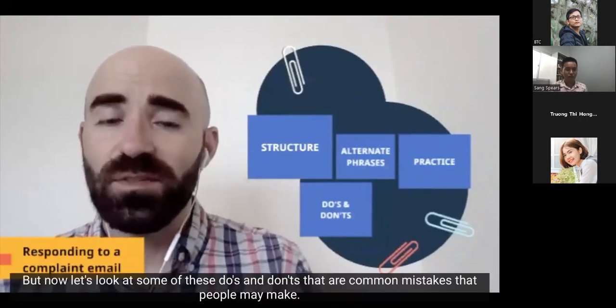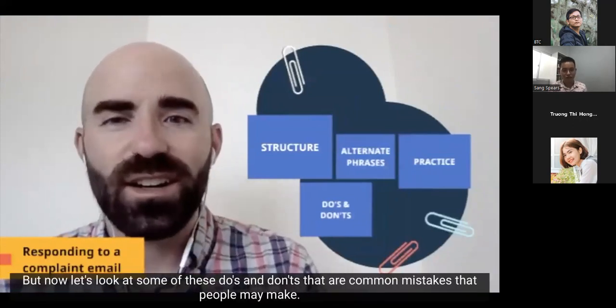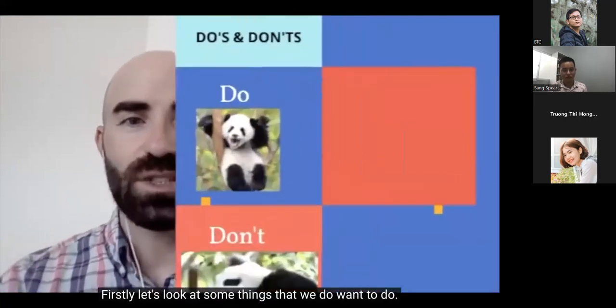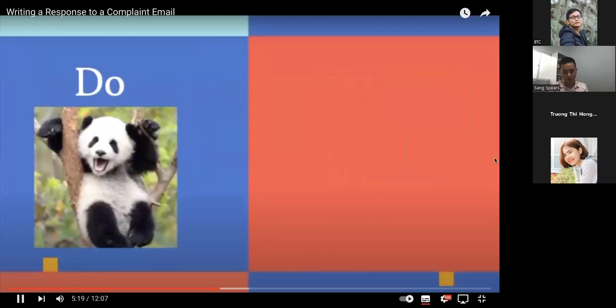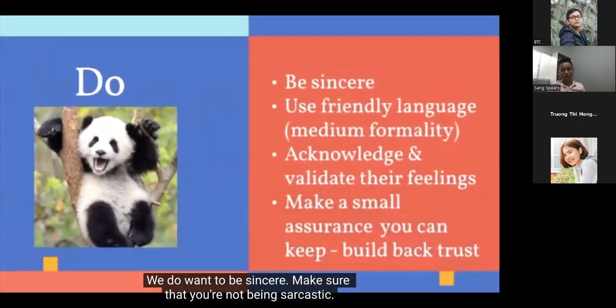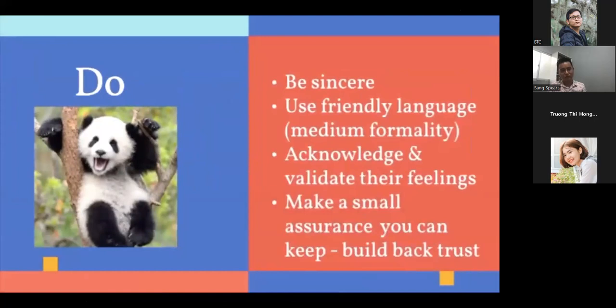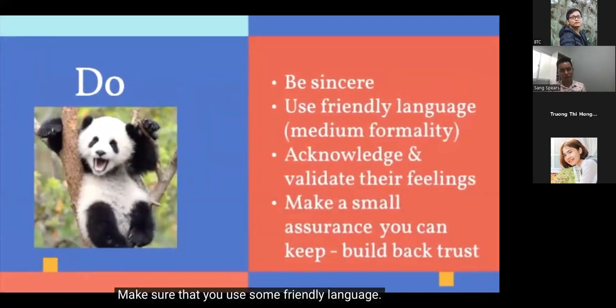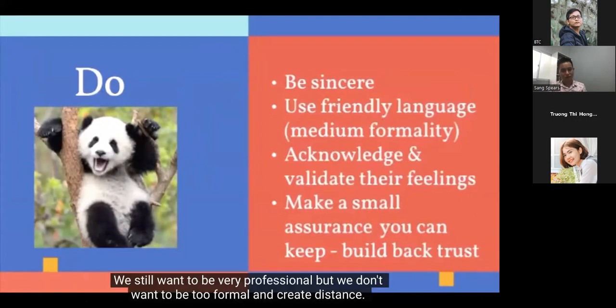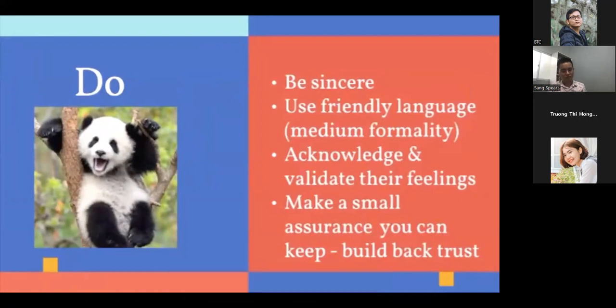But now let's look at some of these do's and don'ts that are common mistakes that people may make. Firstly, let's look at some things that we do want to do. We do want to be sincere. Make sure that you're not being sarcastic. Make sure that you use some friendly language. I recommend medium formality. We still want to be very professional, but we don't want to be too formal and create distance.